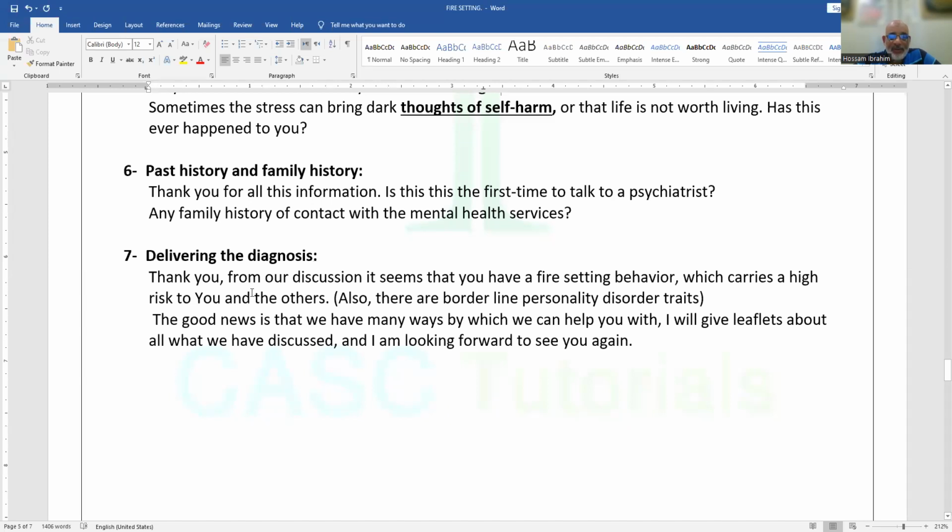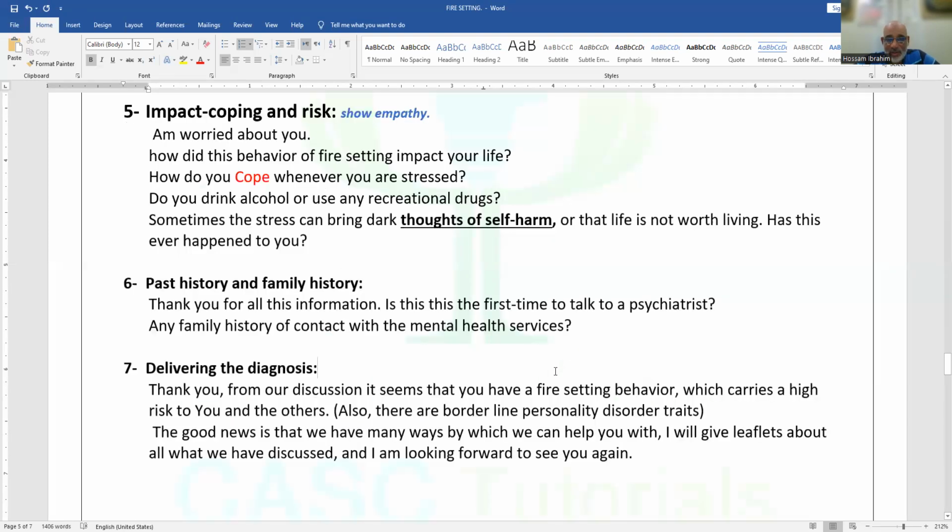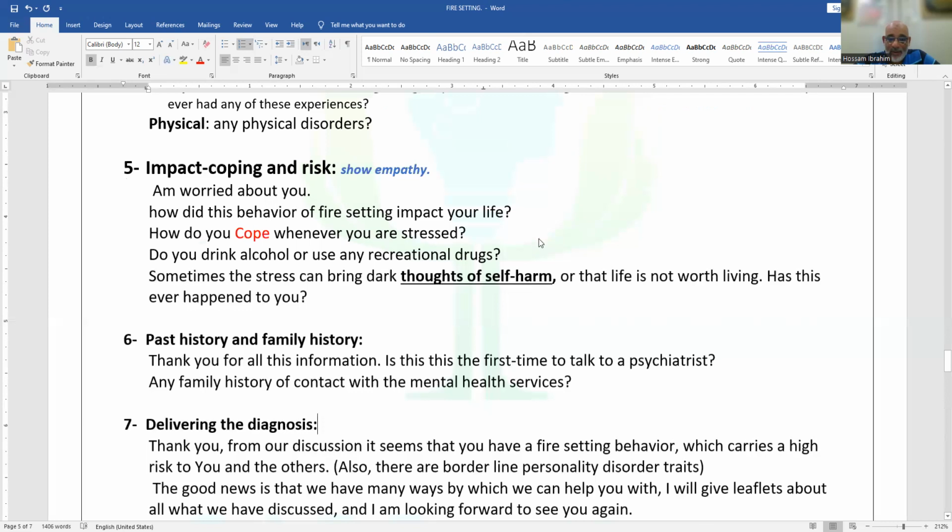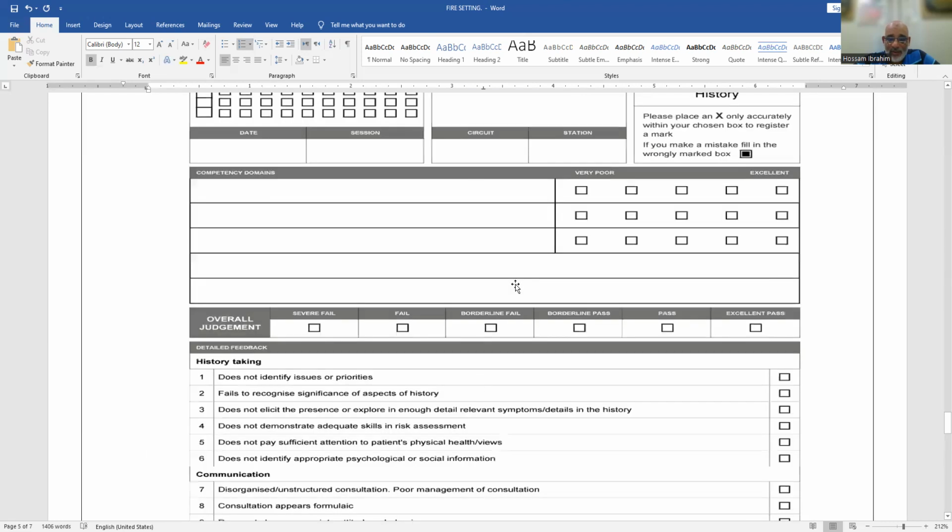Then delivering the diagnosis at the end. Thank you. From our discussion, it seems that you have a fire-setting behavior which carries a high risk to you and others. And from your assessment, you can also add borderline personality disorder traits according to the course of the dialogue with her. The good news is that we have many ways by which we can help you. I'll give you leaflets about all what we have discussed, and I'm looking forward to seeing you again. This is how you finish the station. Okay, are you clear with me? Is it clear for you, doctor?